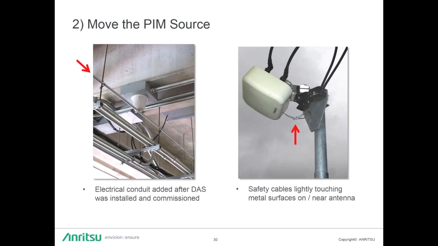The other option is move the PIM source. So these pictures are both taken from a stadium DAS that I had the pleasure of walking through. And if you look at the one to the left, we have this nice new conduit that was added after the DAS was commissioned. And it turns out that all of the antennas along this zone have this nice new coax or conduit that was feeding the new fan system that's been added, which we believe is now causing passive intermodulation and causing a noise rise in this zone. So now that football season is over, a job will be commissioned to actually go and relocate this conduit to see if we can eliminate the PIM problems in that zone.